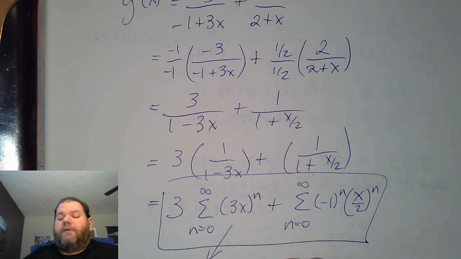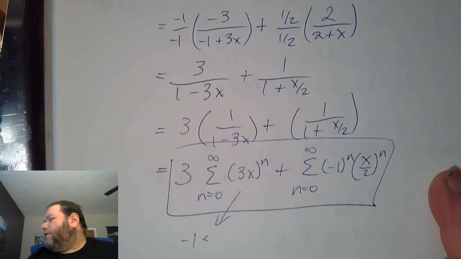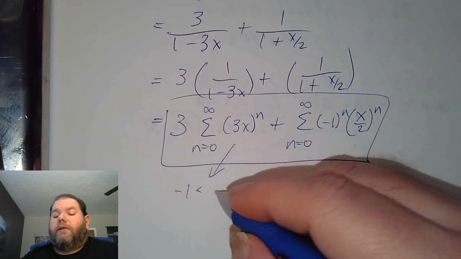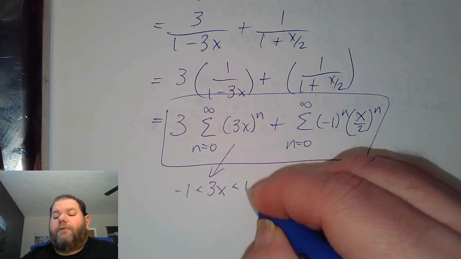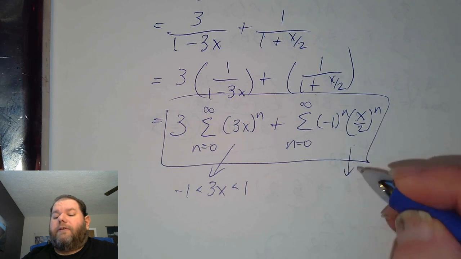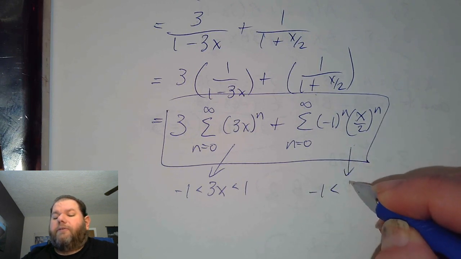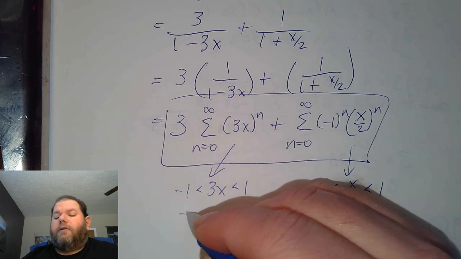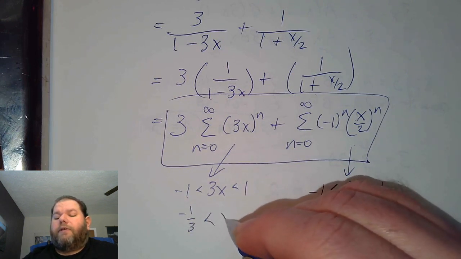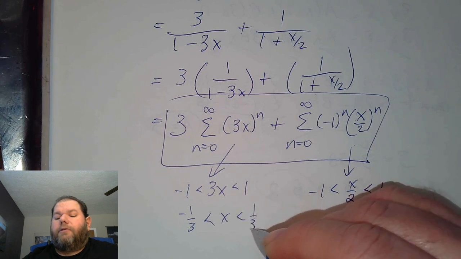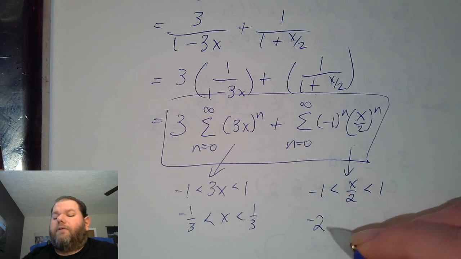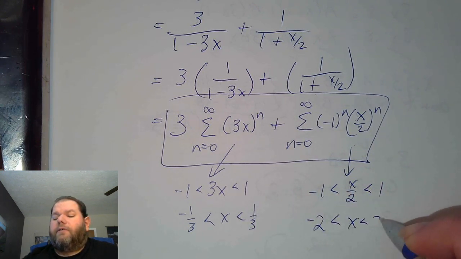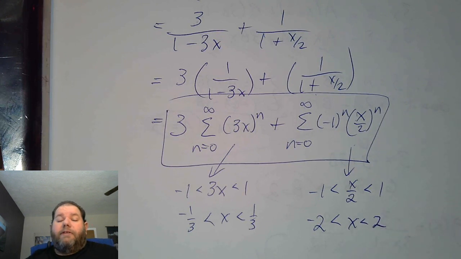So this one says negative 1 has to be less than 3x, which is less than 1. This one says that negative 1 has to be less than x over 2, which is less than 1. Negative 1/3 less than x less than 1/3. This would be negative 2 less than x less than 2. Basically, we want the more restrictive value on each side.